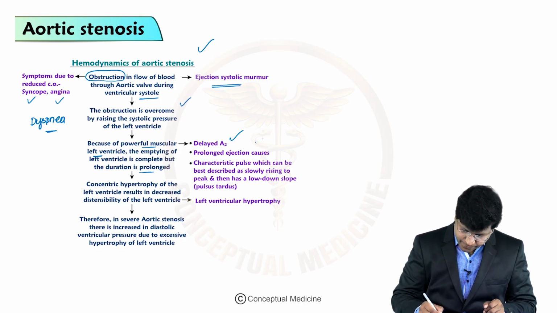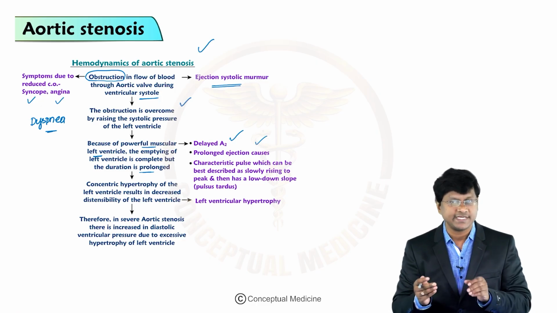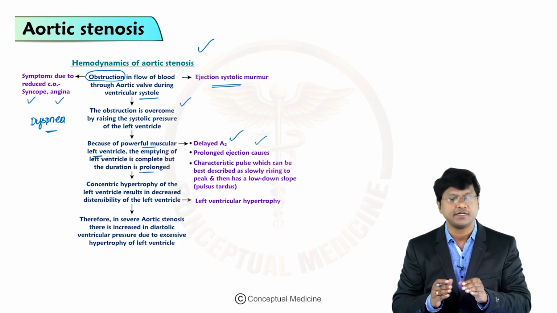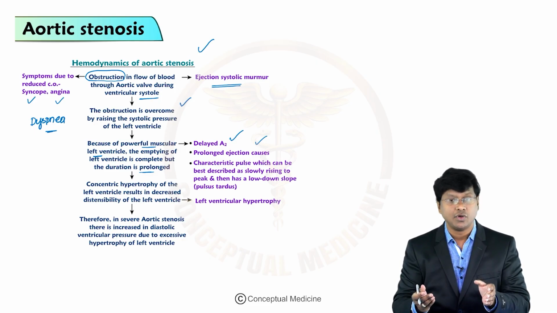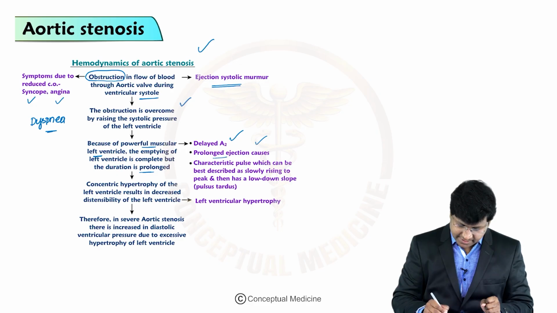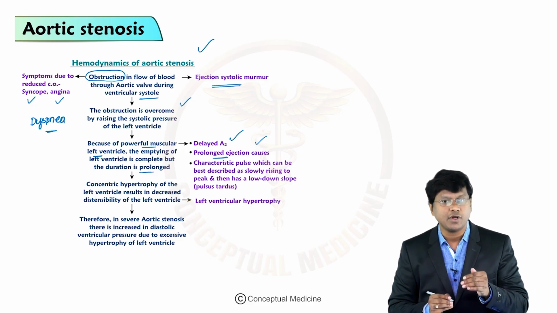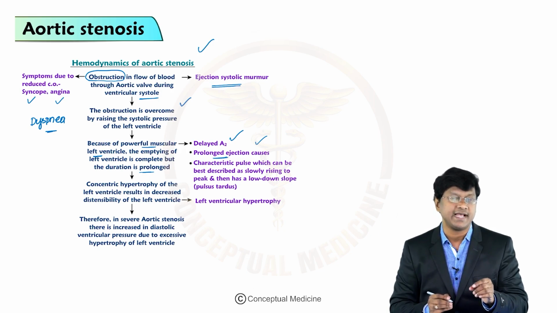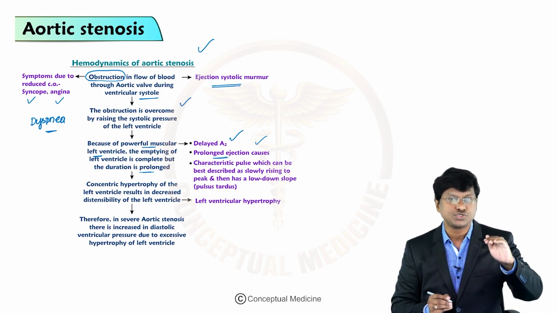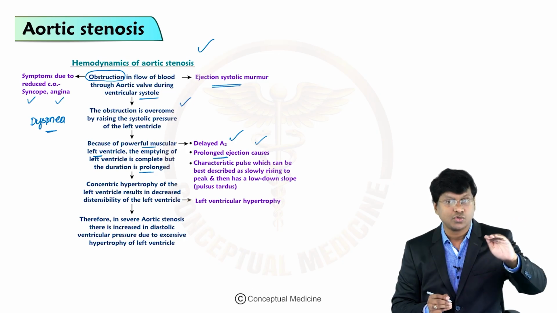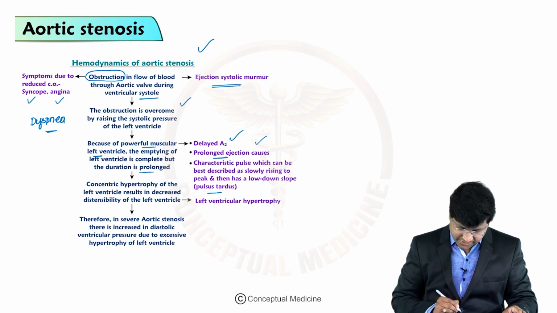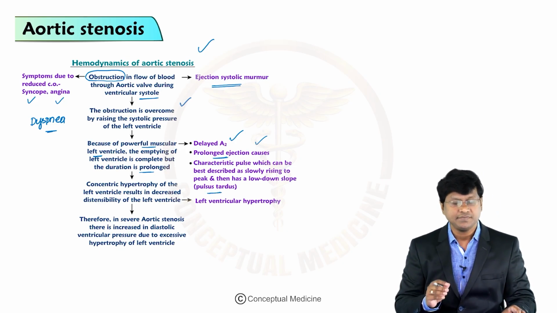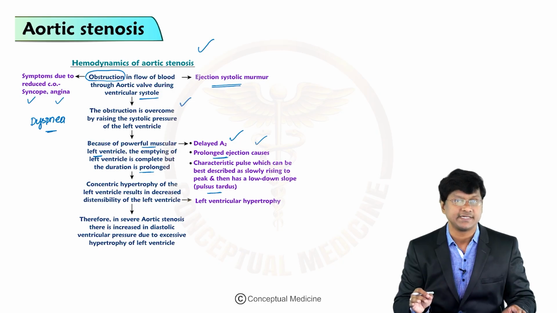And this prolonged ejection, whatever is there, so the ejection into the aorta from the left ventricle is not occurring in a normal time. It is occurring in a longer time. So that is what is called the prolonged ejection. So this prolonged ejection causes a characteristic pulse which can be described as a slow rising to peak, right? A slow rising to peak, and that is called pulsus parvus et tardus.